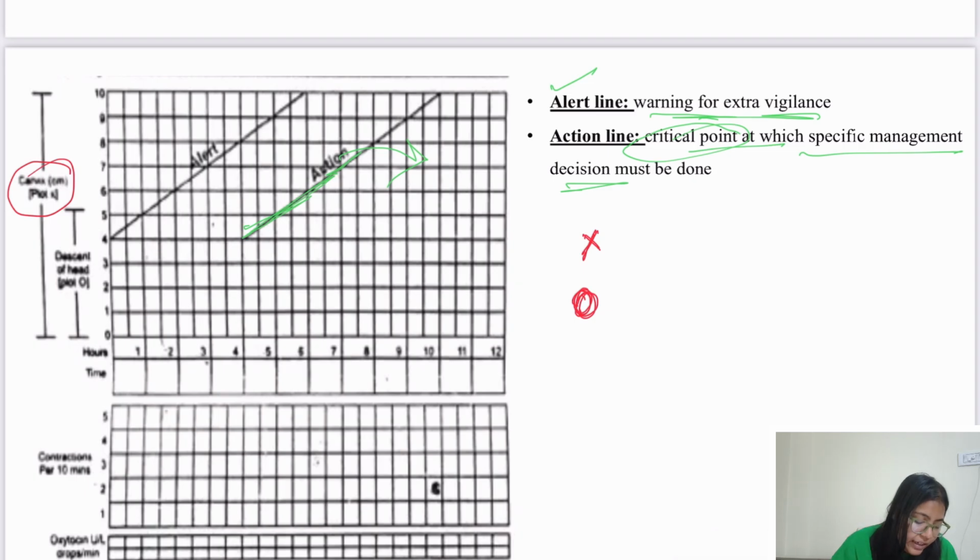So 6 centimeter dilatation is here. This is 6 and it is falling on here. So you will plot here, and your first hour will start from here, and whatever the actual time is will start from here. Okay. So this is how you plot. And the descent of head will go from 5 4 3 2 1 0.